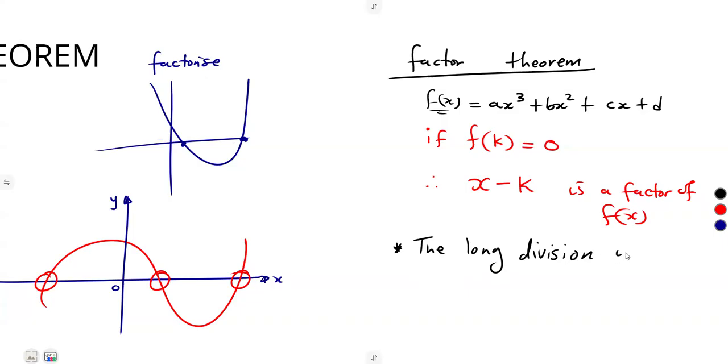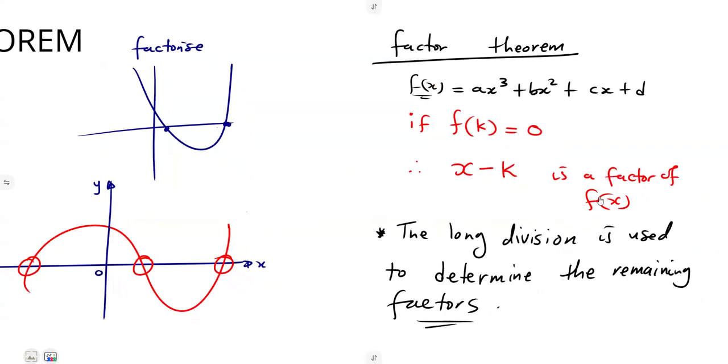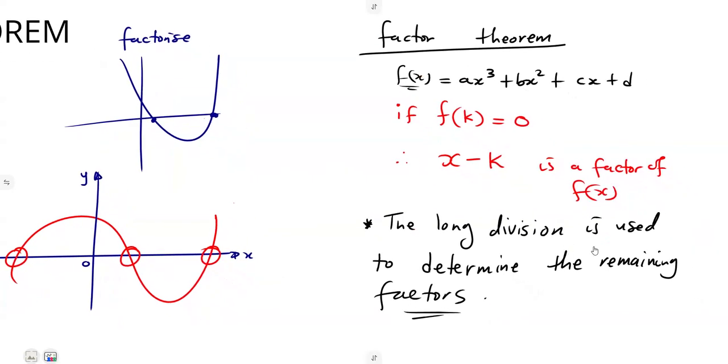The long division is used to determine the remaining factors. That is the condition. So as a cubic function, you must have 3 factors, 3 brackets, this into this into 3 brackets. For a normal consideration, yes, sometimes they can be 2. I'm going to see what will happen, but that's the condition now.